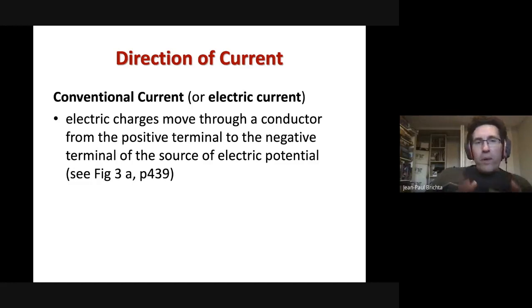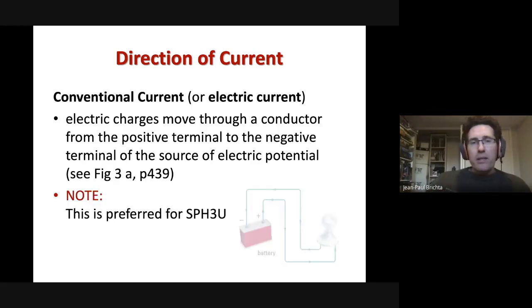So when we talk about electric charges, we're usually going to be talking about them in terms of a circuit. And part of that circuit is the battery. And the battery has two terminals, the negative terminal and the positive terminal. In conventional current, we say that electric charges move from the positive terminal to the negative terminal. That's basically the deal.